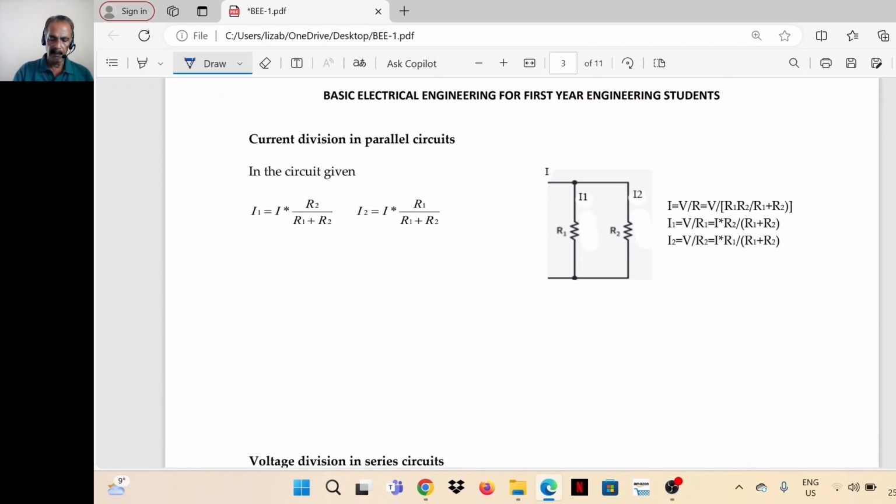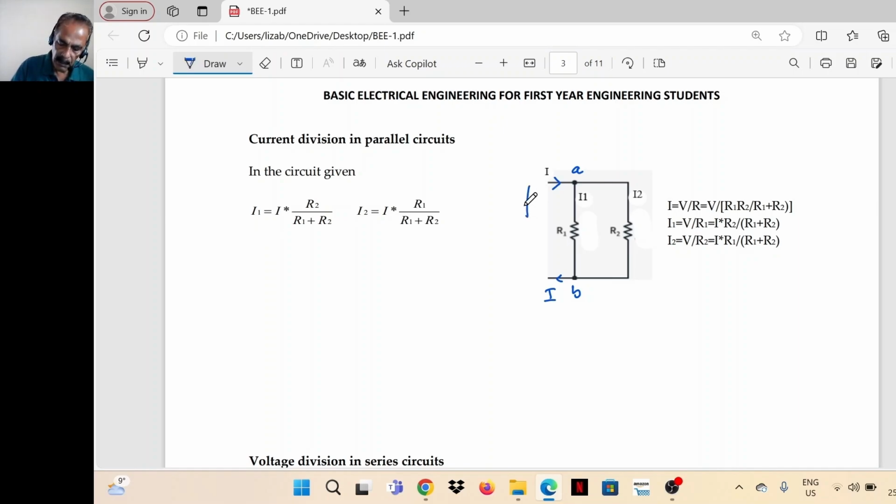Then current division. This is another important relationship that should be remembered. Now there are two resistors connected in parallel. A current of I ampere is coming to, say, the common points A and B. There are two resistors connected in parallel. How will the current divide between the two resistors R1 and R2? Now you can find out the currents flowing through R1 and R2 by this relationship.